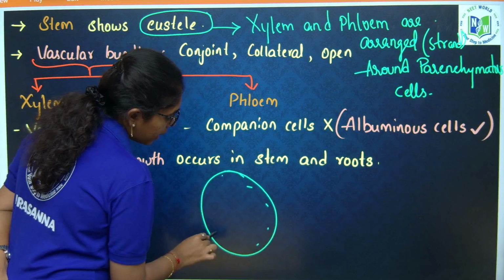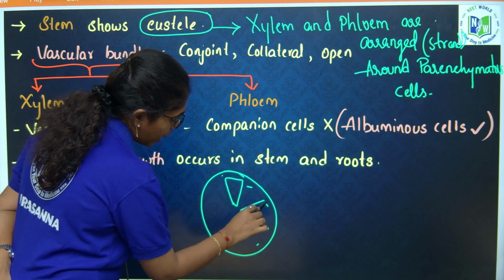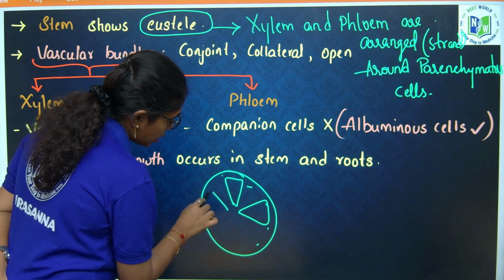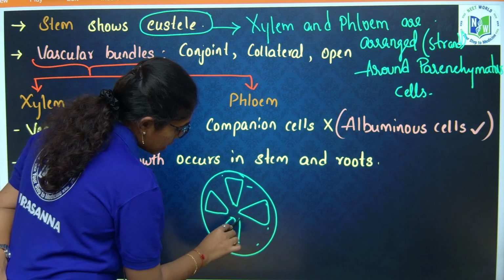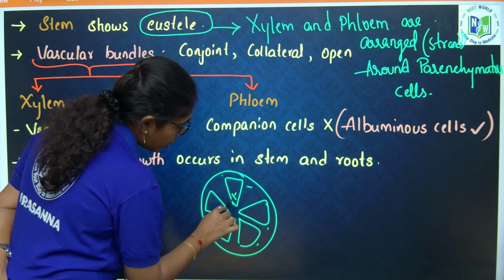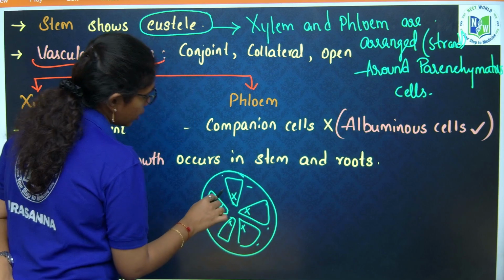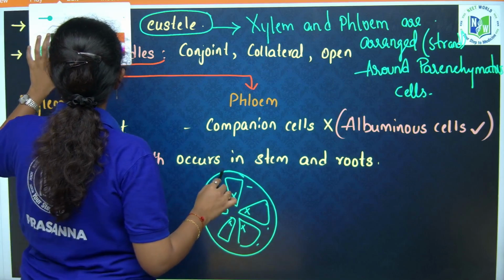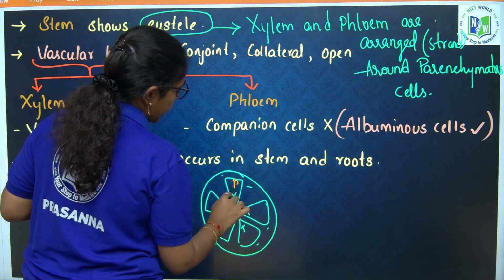So if you look into the gymnosperm stem, this is completely parenchymatous tissue on which the xylem and phloem are arranged in this pattern. Xylem will always be towards the center in a stem, and phloem will be towards the periphery.